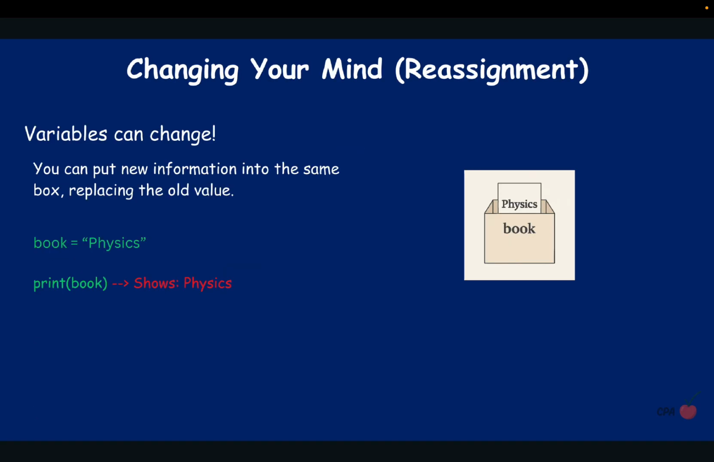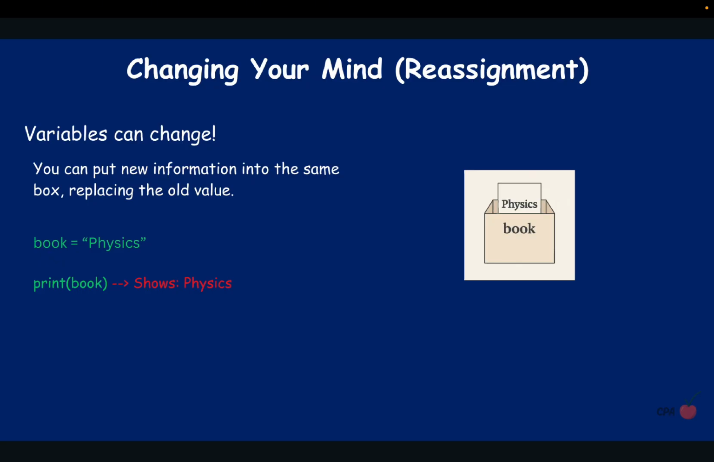Remember our box labeled book? We first put physics inside it using book equal sign physics. So this means assign physics, the value, to the variable name book. If we print it then, we will see physics. So if we run this in Python, we will see physics printed out because Python will find this book variable and it will see that there is physics inside. So physics is the value that will be printed out.